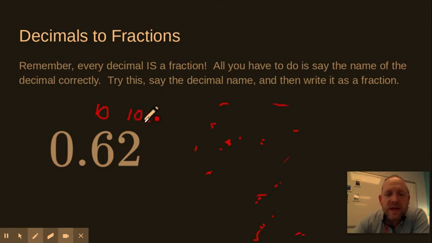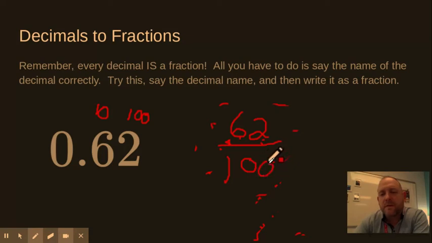And when we say the name of the decimal, we use the furthest place out, and then we look at it like a whole number. So in this case, I would have 62, and the number of pieces I have here would be hundredths. Ladies and gentlemen, that's all you have to do in converting a decimal to a fraction.